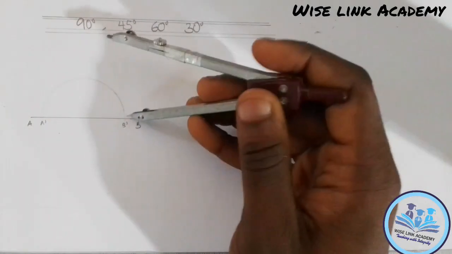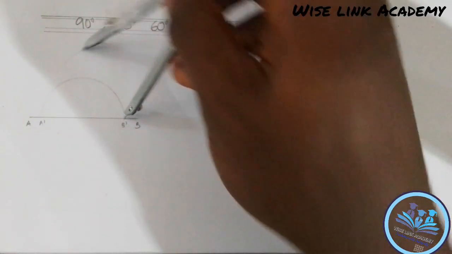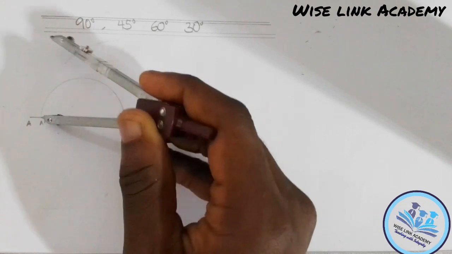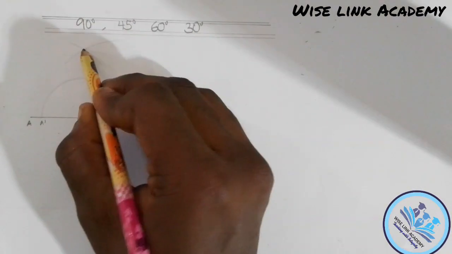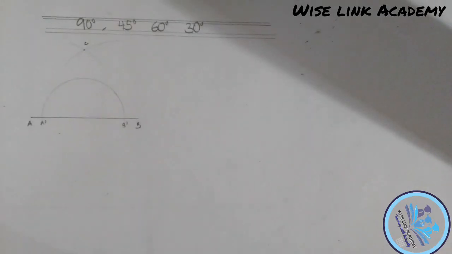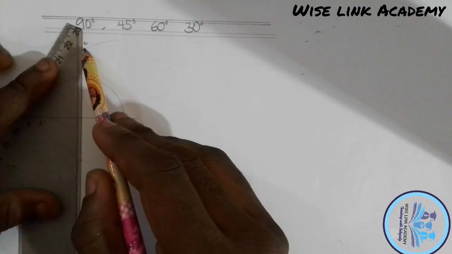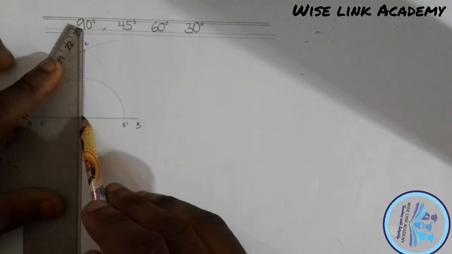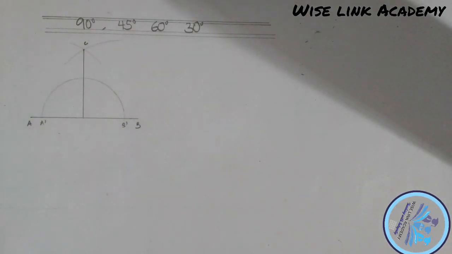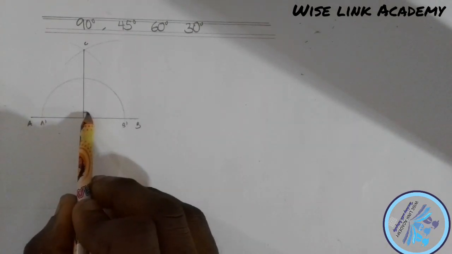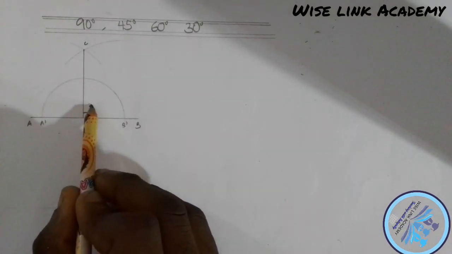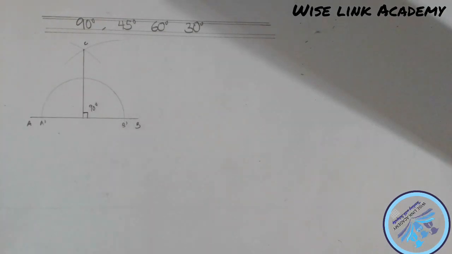So my aim is to construct 90 degrees. I place the compass at this point here, B prime, cut an arc here, come to A prime, and cut an arc here. Where the arcs meet, I call it my point C. Then you connect it straight down to where it touches the straight line here. So this is how I have successfully constructed 90 degrees.